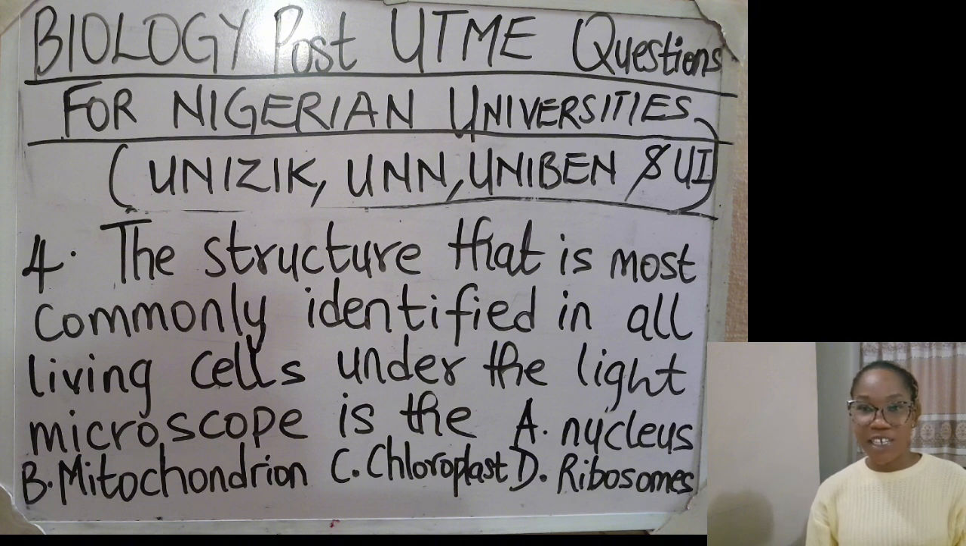Now let's read. It says, the structure that is most commonly identified in all living cells under the light microscope is the A, mitochondria, B, chloroplasts, C, nucleus, D, ribosomes. Now, what is a light microscope?